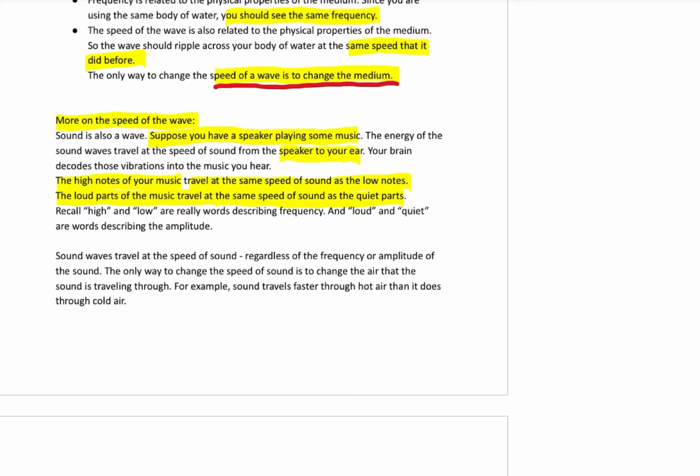A high note will travel the same speed as a low note, and a loud sound will travel the same speed as a quiet sound. Sound waves always travel at the speed of sound. It doesn't matter what frequency or amplitude of the sound. If for some reason you needed sound to travel faster, the only way that you can change the speed of sound is to change the medium, which for us is air.